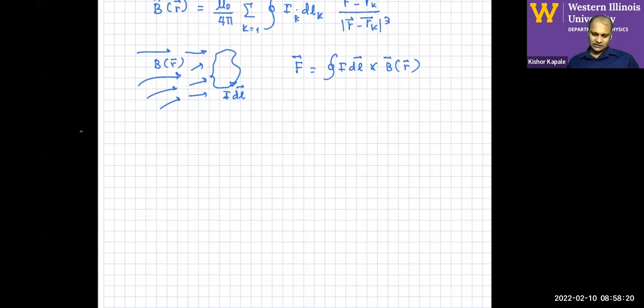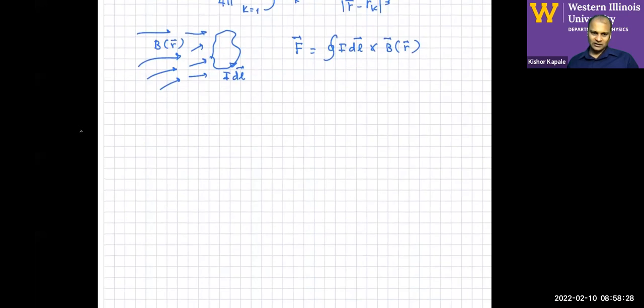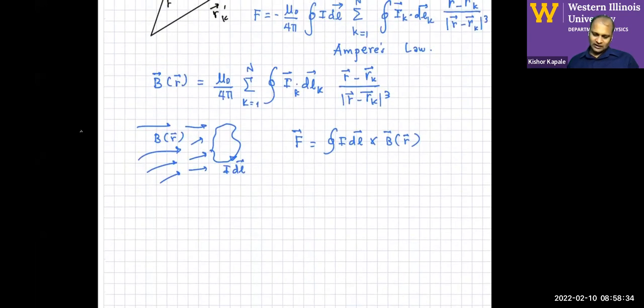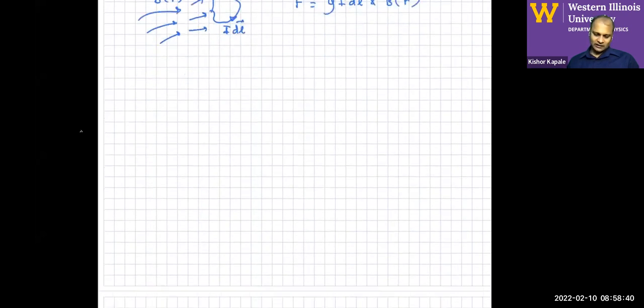So this is the magnetic force expressed through the field concept. Okay, everybody with me so far? Now here we had discrete currents, right? So this is a discrete representation. Discrete current loops giving you the magnetic field.